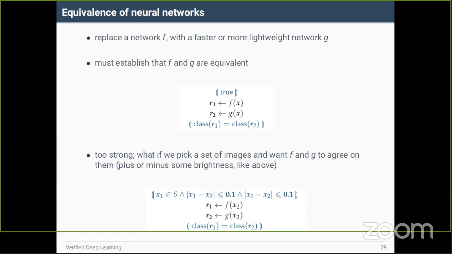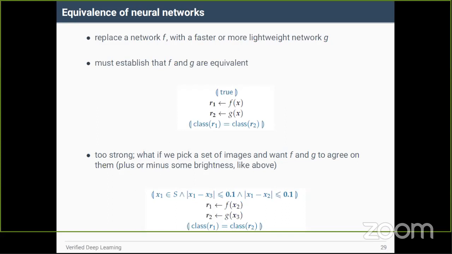So what is a way to specify this property that F and G are equivalent? You can specify it like this: R1 is the result that the network F gives over x, R2 is the result that the network G gives over x, and R1 and R2 must belong to the same class, or must be the same, however you define your classes. So this says that the two networks behave exactly the same.